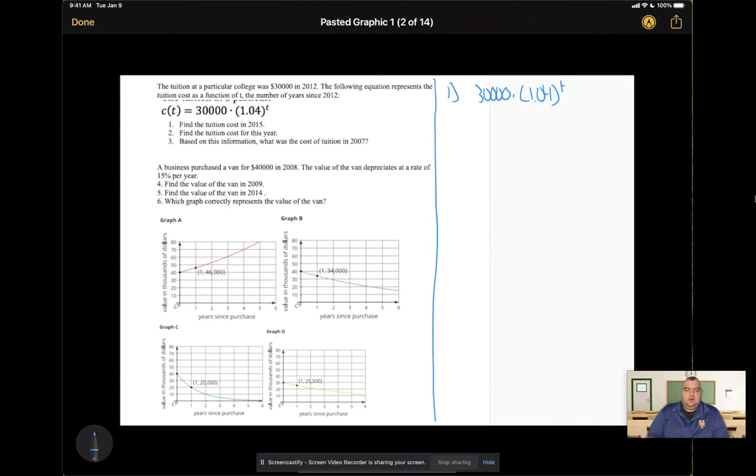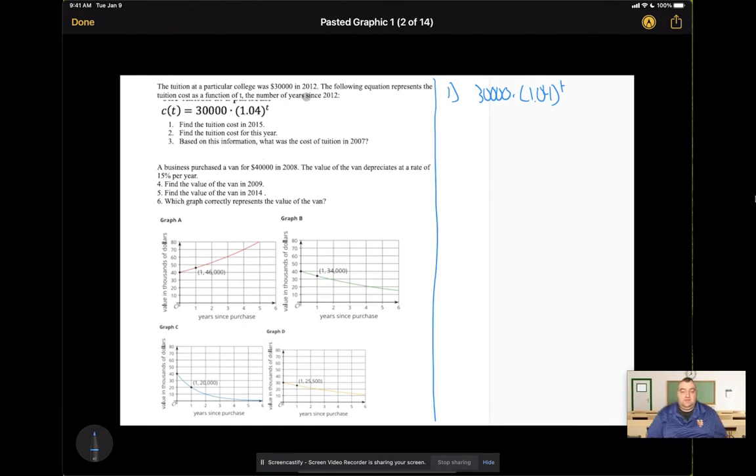The tuition at a particular college was $30,000 in 2012. The following equation represents the tuition cost as a function of t, the number of years since 2012. So there's our function. Number 1, find the tuition cost in 2015.